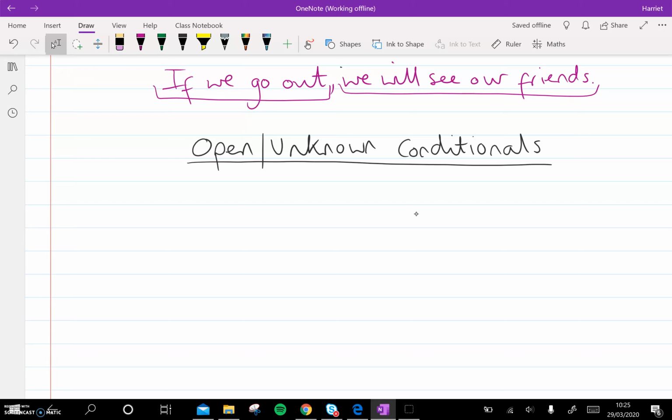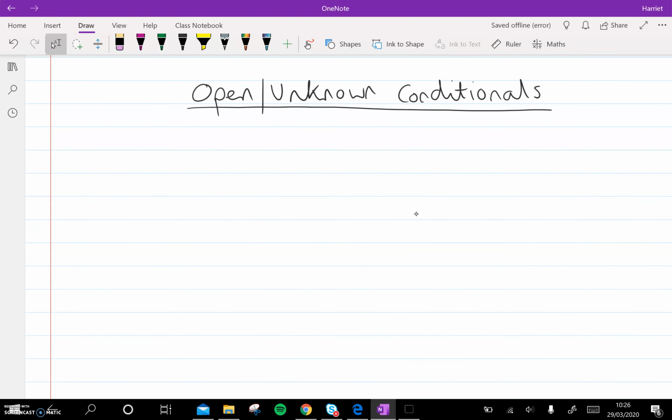Now, in the future tense, all conditionals are unknown. They're all open because they haven't happened yet. So you don't know whether those things have been fulfilled. So that example sentence there is future. So we don't know whether that's going to happen. You can also have unknown conditionals in the past tense, because it could just be the case that the speaker or the writer doesn't know whether something has happened.